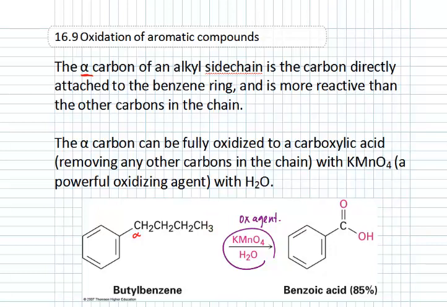And what we're left with is a carboxylic acid functional group, C double bond O, OH, right there on that same alpha carbon that we talked about. So we're just left with one carbon now attached to the ring. It has C double bond O, OH as a functional group. So we can make pretty much any alkyl benzene into a benzoic acid in pretty decent yield with potassium permanganate.